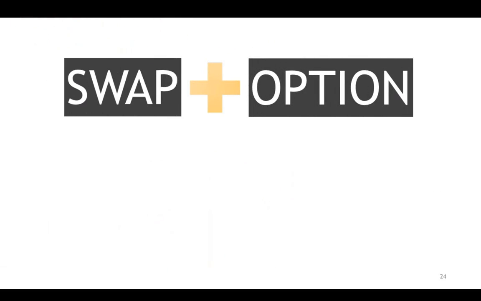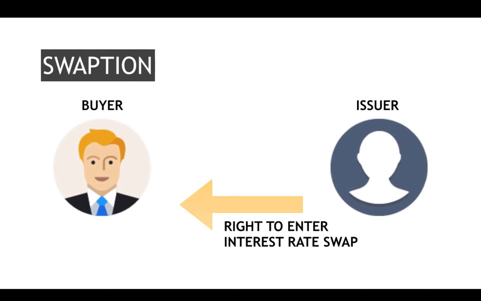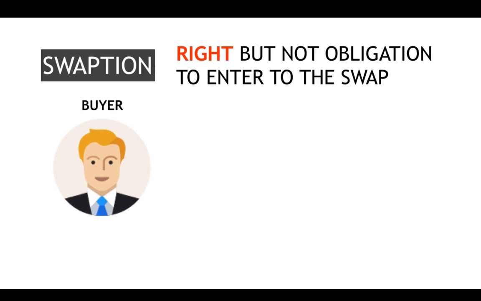Apart from the normal swap and option, a company can enter into a swap option, or swaption. The option to enter into an interest rate swap in exchange for an option premium. The buyer would gain the right but not the obligation to enter into a specified swap agreement with the issuer on a specified future date.